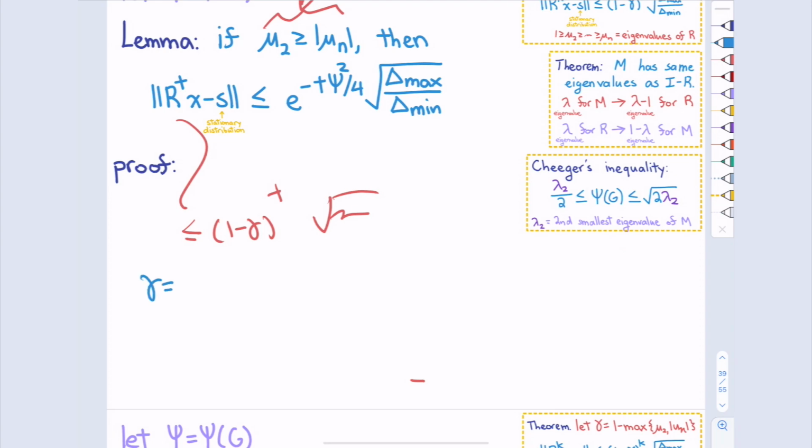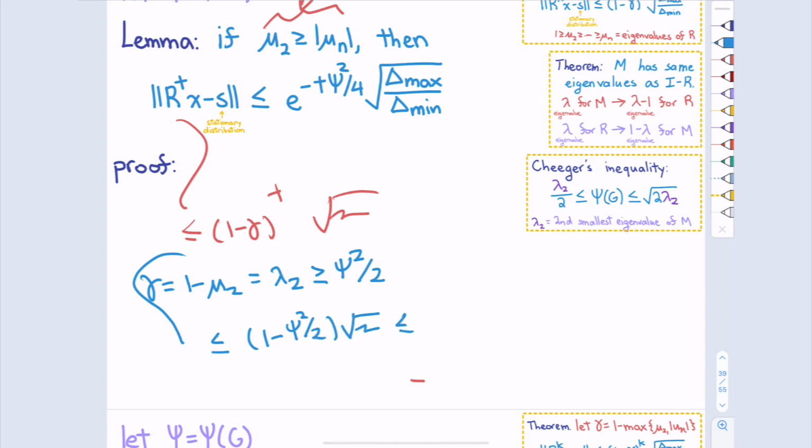All right, so gamma is 1 minus, okay, there's two minuses in there. It is 1 minus mu2, which is lambda 2, which is at least this squared divided by 2, maybe? Okay, good. So now we have this is less than or equal to 1 minus square root of some stuff. And then here we get e to the negative t phi squared over 2, square root of some stuff. Not sure why there's a factor of 4 there, but that's okay. This probably should have been a 2.